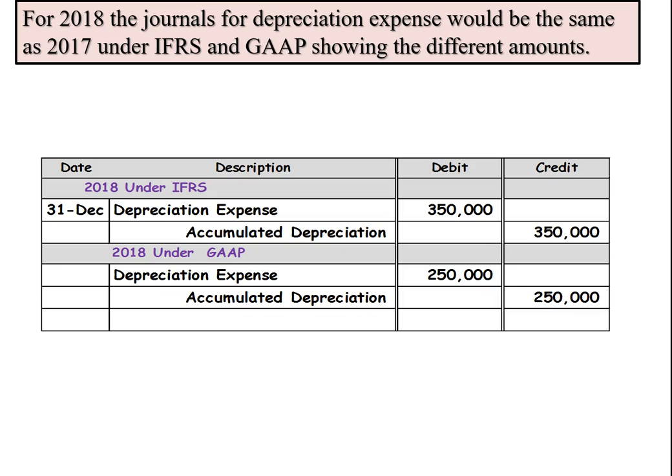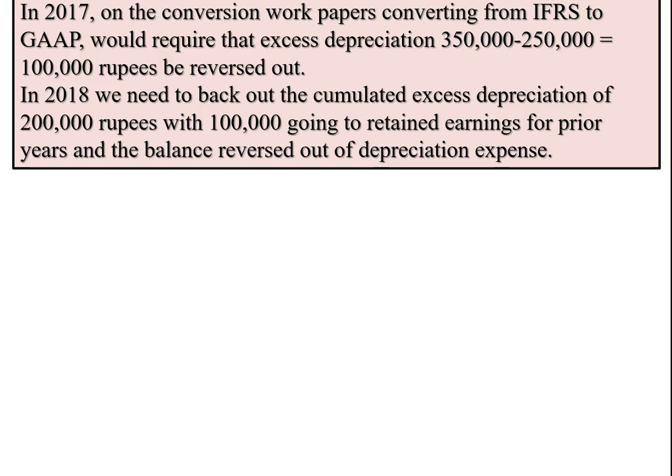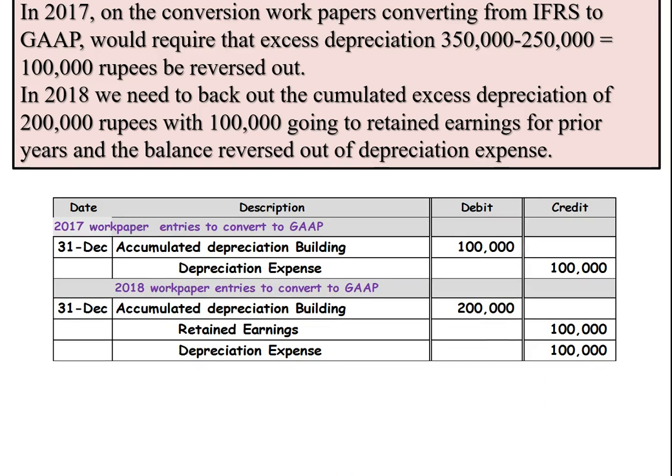So now let's take a look at our work papers. In 2017, on the conversion work papers, converting from the international standard to GAAP, we would have to remove excess depreciation of 100,000 rupees. So what we would do is decrease accumulated depreciation and decrease depreciation expense.